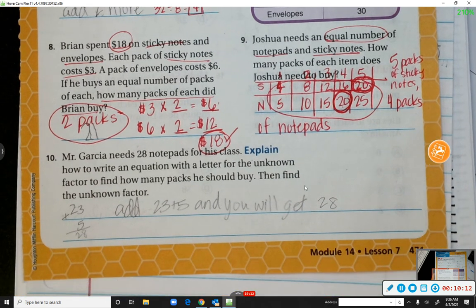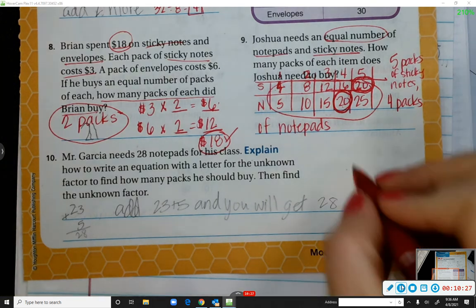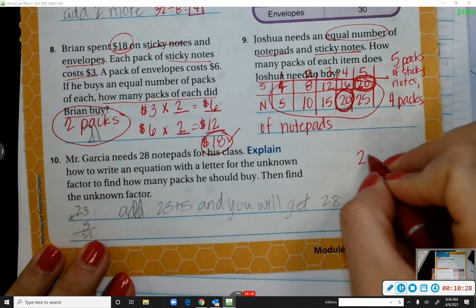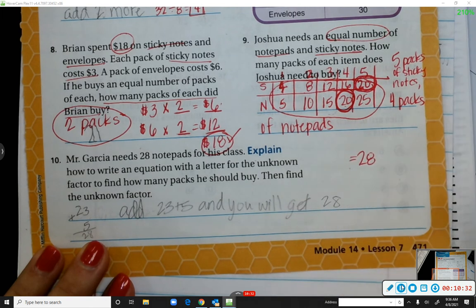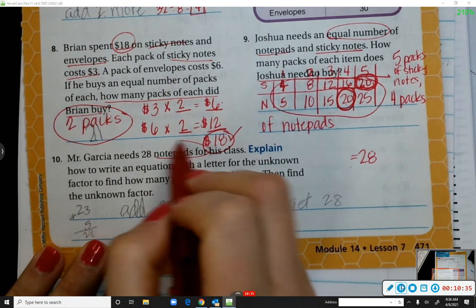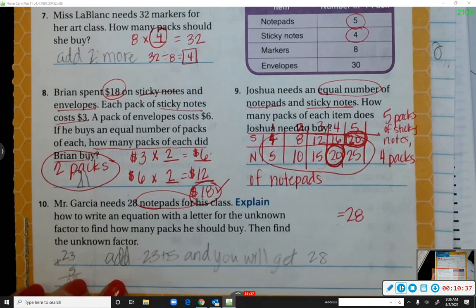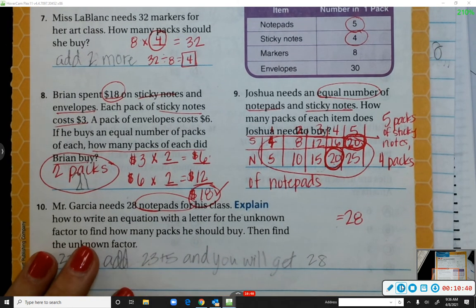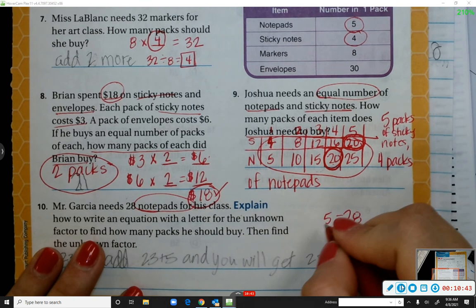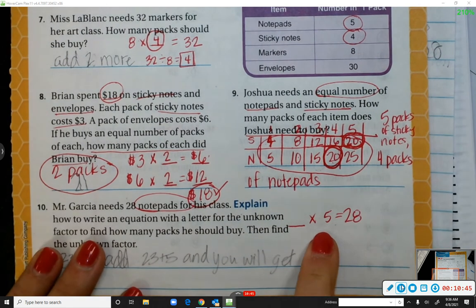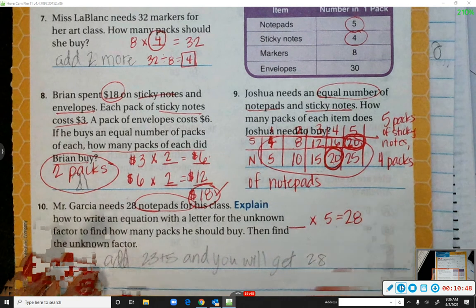Okay, number 10. Mr. Garcia needs 28 notepads for his class. Explain how to write an equation with a letter for the unknown factor to find how many packs he should buy. Then find the unknown factor. So he needs 28 in all, right? Well, how many, and we're talking about notepads, how many come in a pack? 5. So we need to figure out how many packs of 5 would be enough for the class if he needs 28, okay?